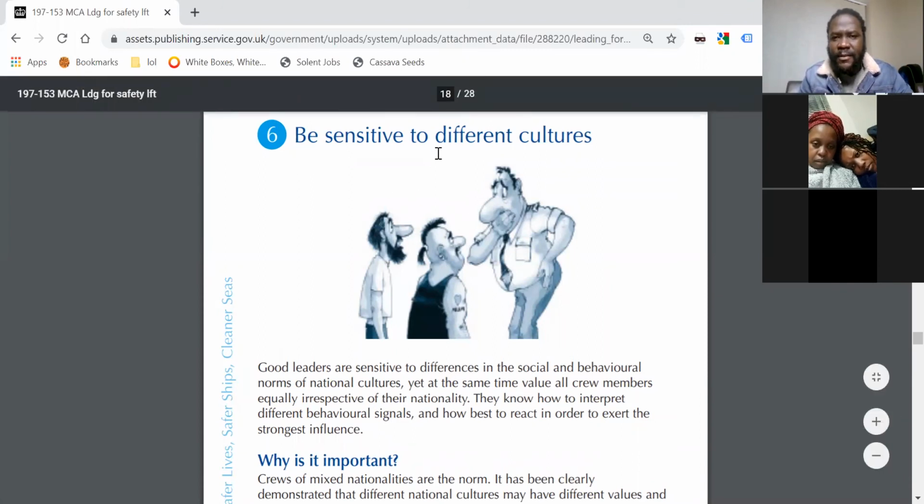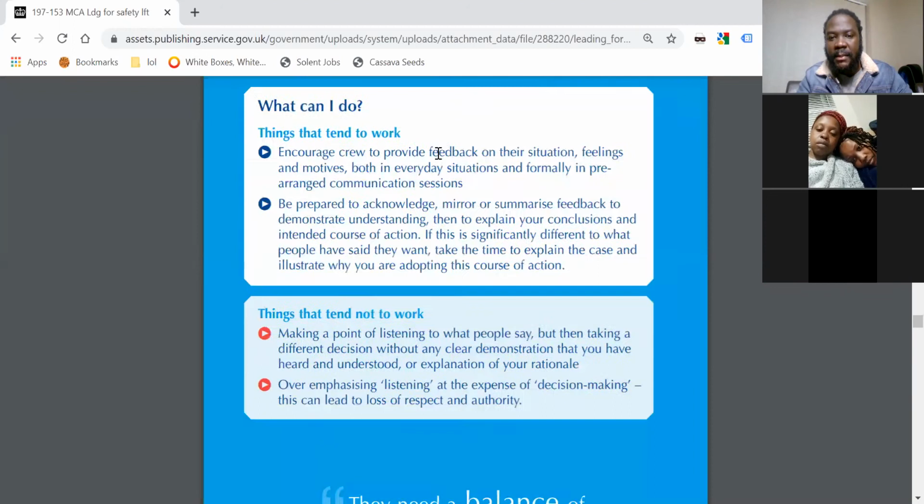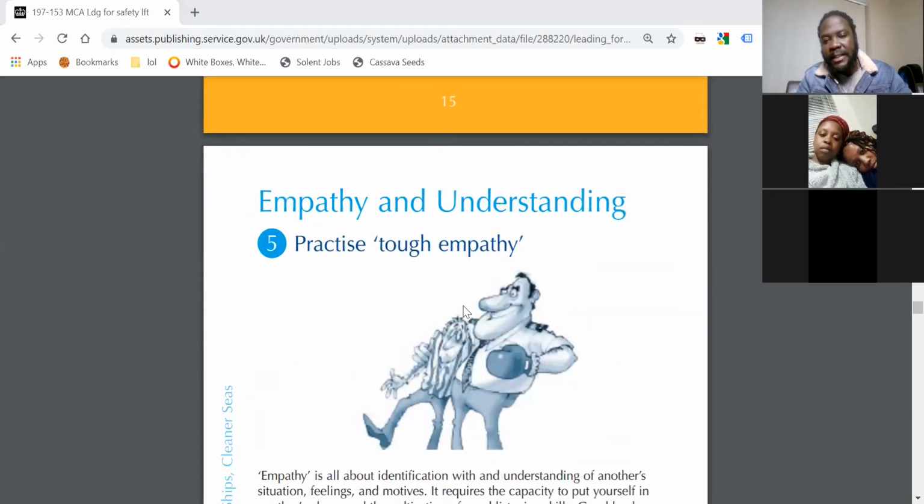So we should be sensitive to different cultures. And when you sense different cultures, don't just bring in, oh, they've said that South Africans are always like this, or Indians are always like this, and that's going to be your own play. Interact with people one on one and meet them at their level as well, or bring them up to your level. Practice tough empathy. It's not easy.